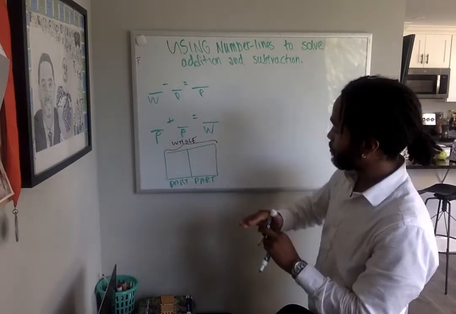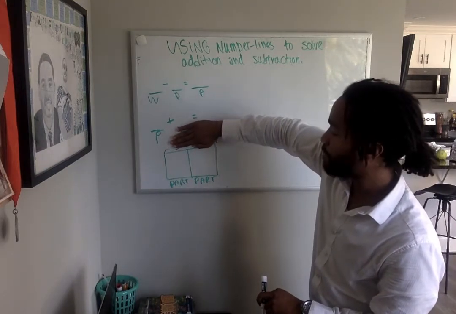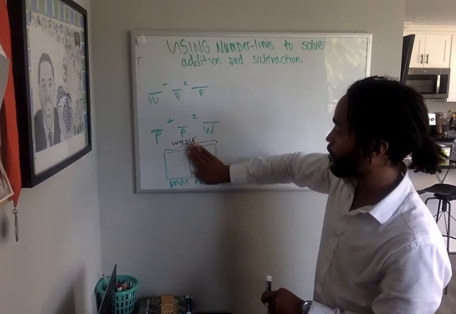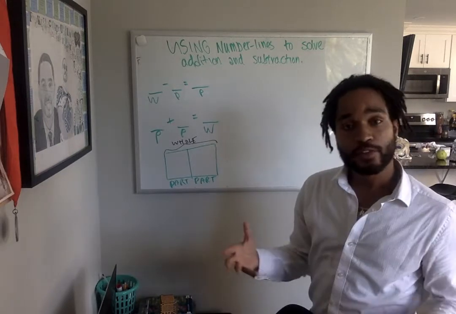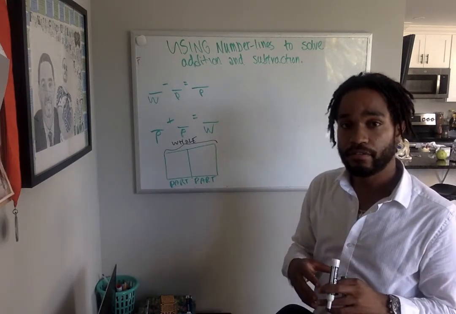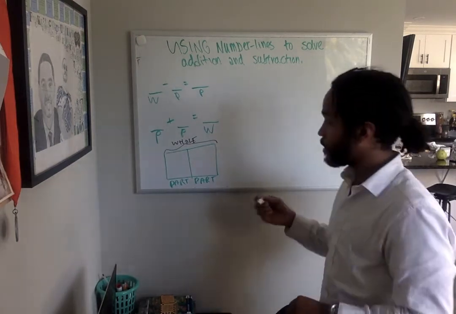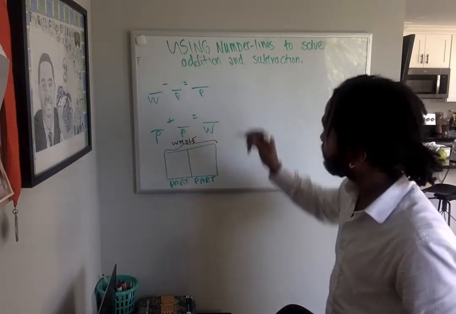So when you do not know the whole, you're combining the parts so then you can find the whole. If you know the whole and one part, you're trying to find the other part. That's why that makes sense, and that's why addition and subtraction are related. Now, to bring this over to the number line, let's do a subtraction equation.